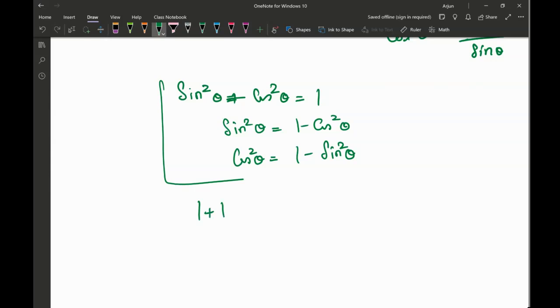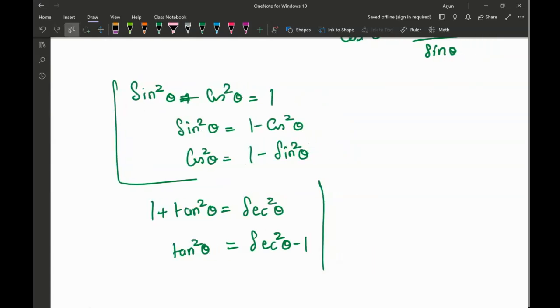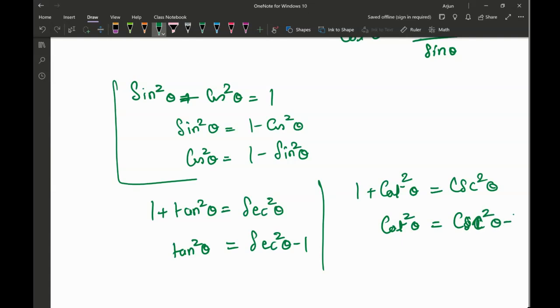The next one is 1 plus tangent square theta is equal to secant square theta. So again, I can rearrange them. I can write that tan square theta equal to secant square theta minus 1. The next identity is 1 plus cot square theta equal to cosecant square theta. Now I can write cot square theta equal to cosecant square theta minus 1.